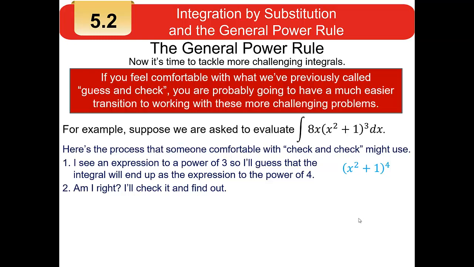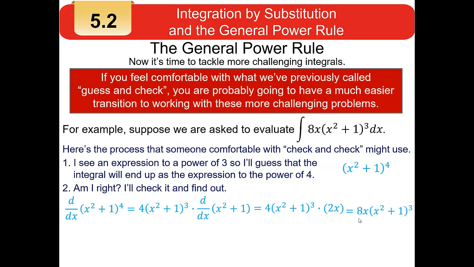You check by taking the derivative of your guess and see if you got it. So I'll take the derivative of the quantity x squared plus 1 raised to the fourth power. The general power rule says I've got to bring the 4 down, write the base down, reduce the exponent from 4 to a 3, and then by the chain rule, you need to go in and take the derivative of the base, which would be the derivative of x squared plus 1, and of course the derivative of x squared plus 1 is just 2x. And 4 times 2x is 8x. So I would write that as 8x times the quantity x squared plus 1 cubed.